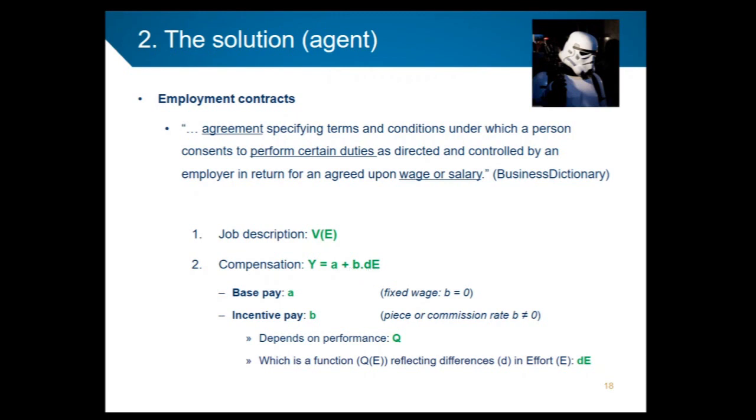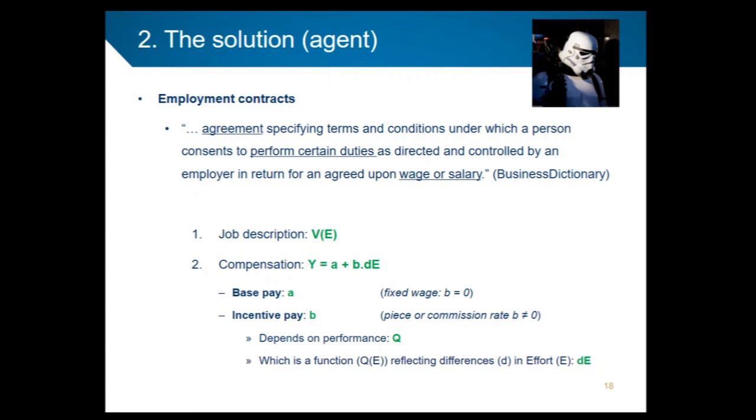Or you could be in a pure commission job. This is typically for sales jobs like in the US. You get 0 base pay, so you're certain of no pay, but it depends entirely on your performance. So A is 0, and then typically B is higher. Okay, so there are different constellations of base pay and incentive pay.